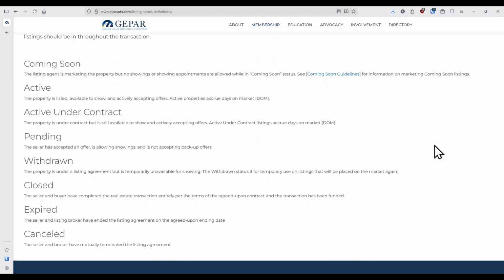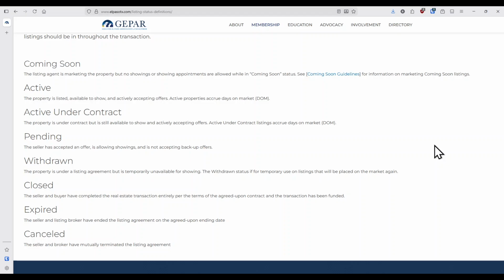So coming soon listings are currently off market, but should be on market soon. The coming soon status is for up to 7 days and no more. Active listings are active on the market, they're available to show, and they're actively accepting offers. They accrue days on market for every day they're on the market.